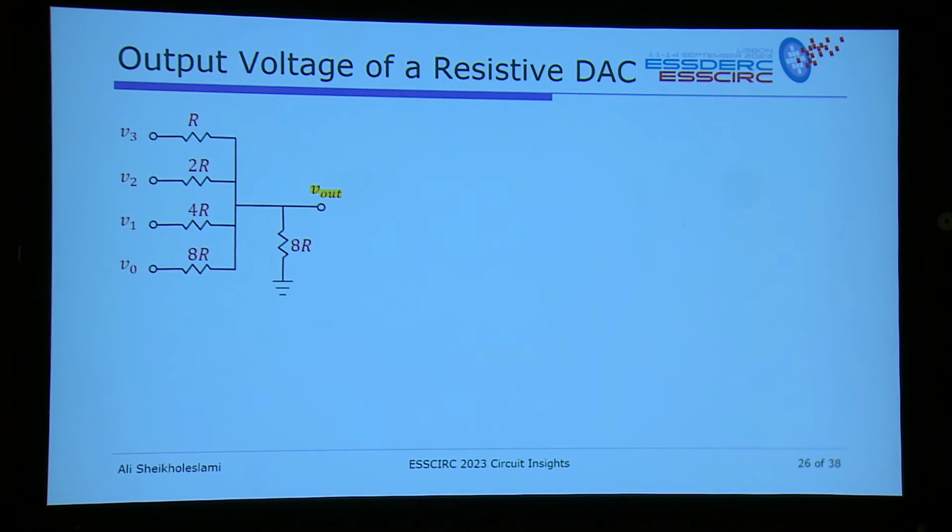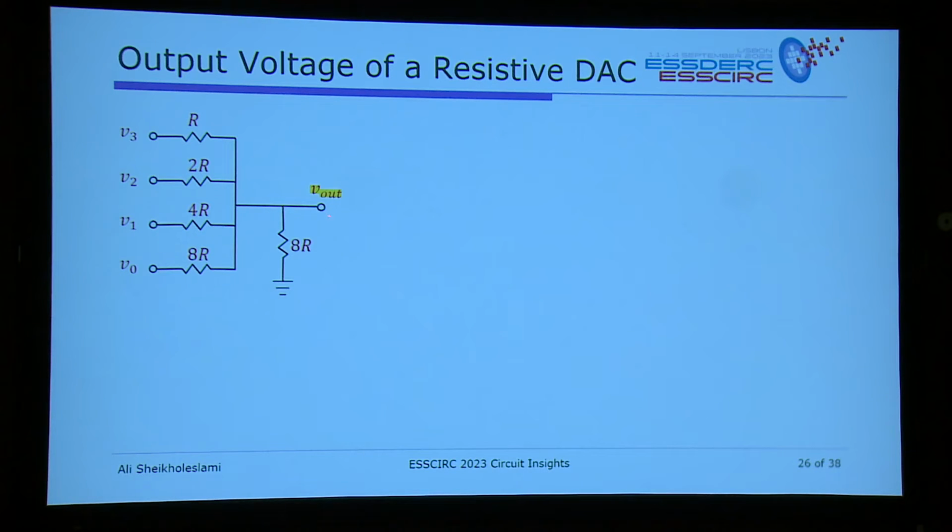Okay, here's the example. This is known as a DAC, digital to analog converter. You have V3, V2, V1, V0. These could be binary values. This is the most significant bit, this is the least significant bit, and if you ratio the resistors as R, 2R, 4R, 8R, called a resistor ladder, and then you go with 8R, you get Vout. And I want to find out what Vout is as a function of these inputs.